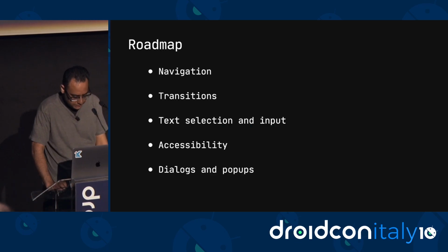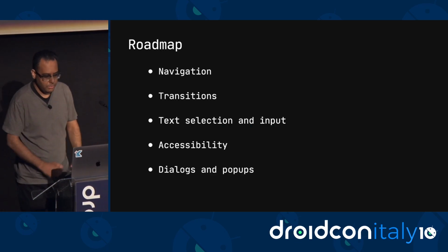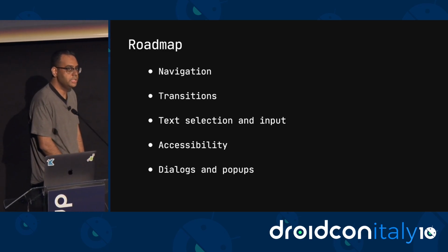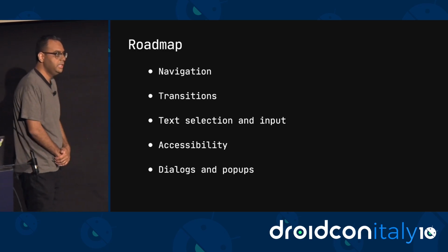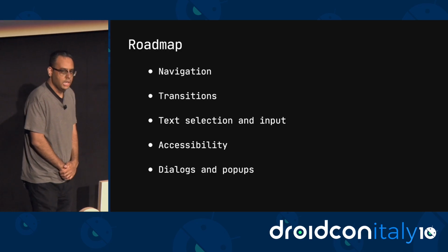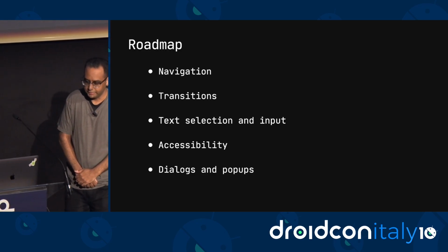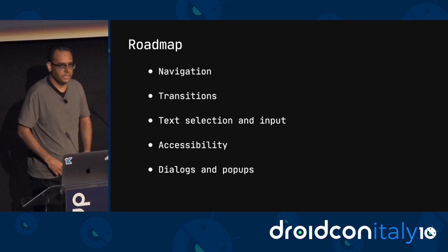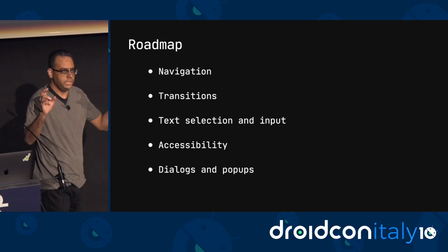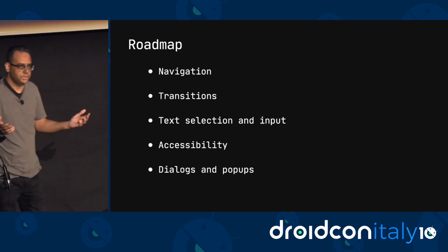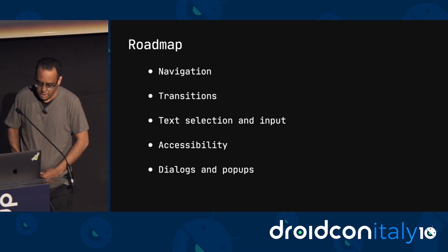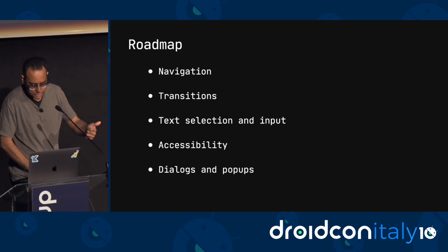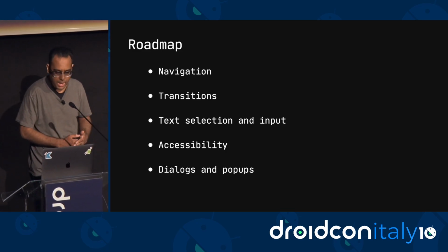So basically, what's on the roadmap? On the roadmap, we have navigation support. I didn't go into navigation, but there are libraries like Voyager that you could use in the community. Decompose, not a great library. I don't know why I said that in an exciting way, but using a navigation library is controversial because it's frameworky. But you could set up navigation yourself also if you want. So there's navigation support, transition, text selection, accessibility, dialogues, and pop-up. All those things are on the roadmap.